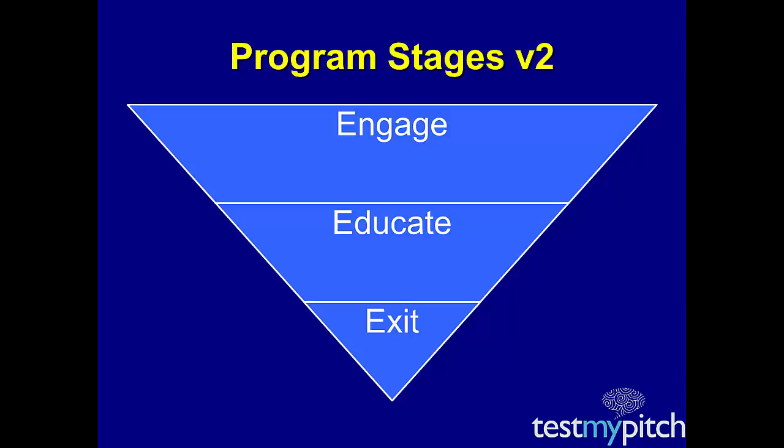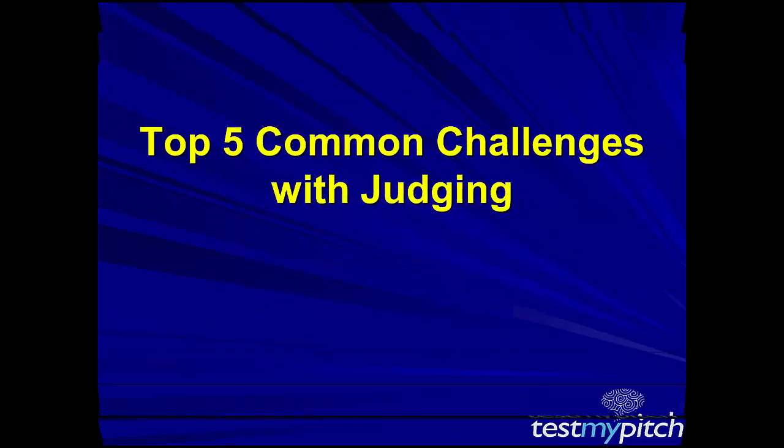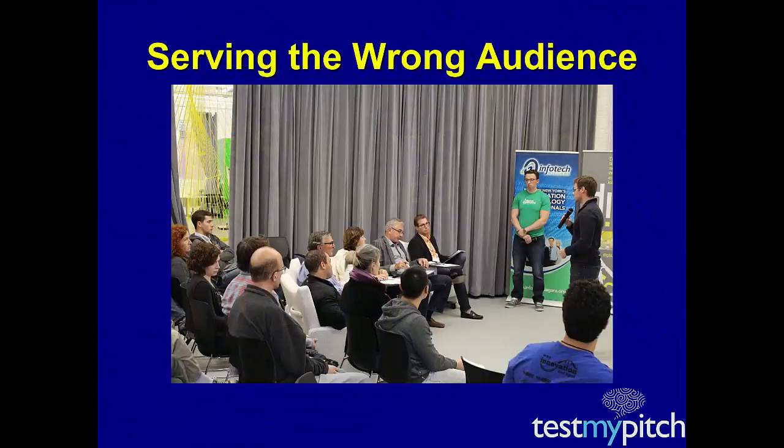And really quite a bit of the challenge we see is that mismatch that happens where the wrong sort of criteria are being applied to the wrong stage. And this kind of leads us into the top challenges that we see with judging. Number one is that organizers sometimes are serving the wrong audience.